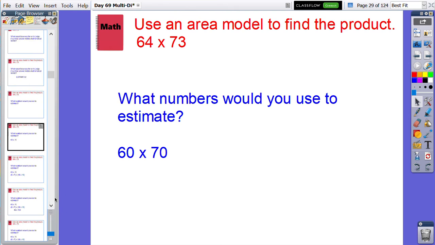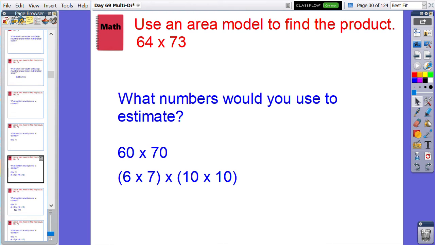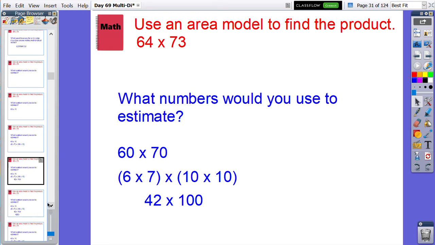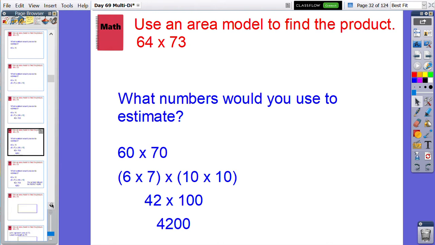60 times 70. So we're going to multiply 6 times 7, and then the tens, add the zeros, and we end up with 42 times 100, and we have 4,200. Now that is our estimate. So our answer should be similar or close to 4,200. The estimate helps us determine if our answer is reasonable.